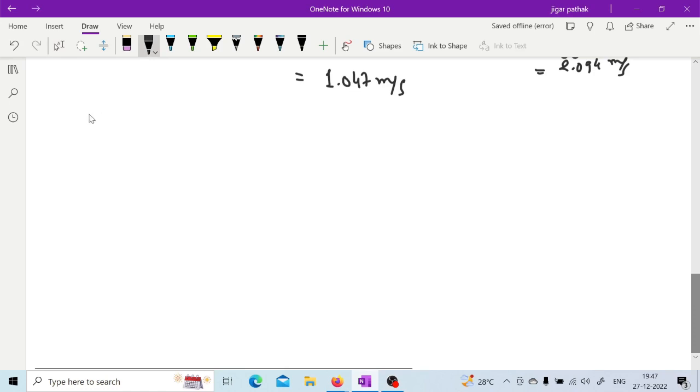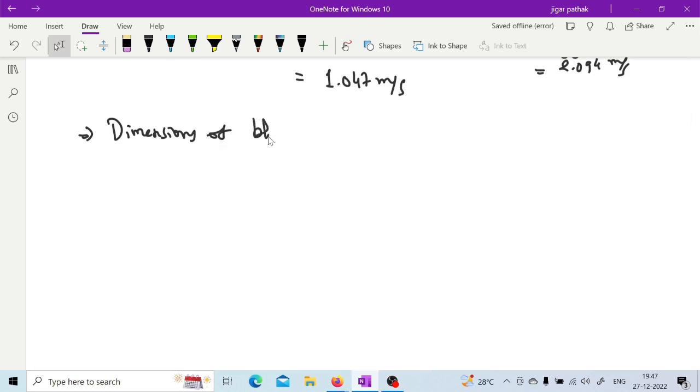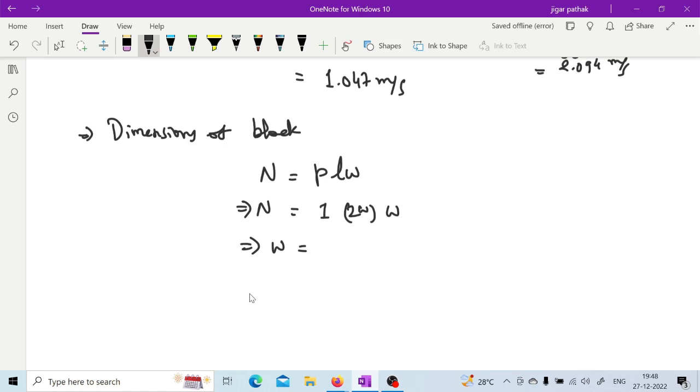So here, if you go for this dimension, what are the dimensions of the block? How are you going to calculate this? As you know, this normal force is calculated with this, right? N is equal to P L W. We have seen this, right? Yes or no? Yes, sir. So from this, pressure is given as 1, L is given as 2 times width, right? So here you can have N is equal to 2 width square. So you can calculate width from this because you know N.